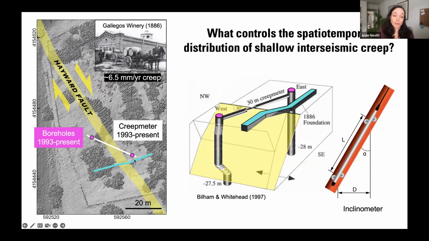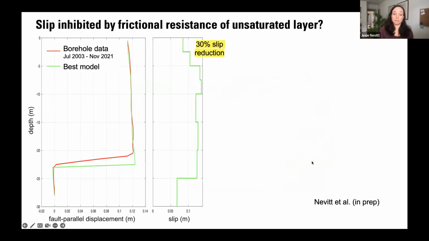So the site includes a creep meter and 2 boreholes. And what's really exciting here is that one of these boreholes crosses through the Hayward Fault at about 20 meters depth. And so we're able to use an inclinometer instrument to measure the borehole deformation at depth and compare that offset with the surface record from the creep meter.